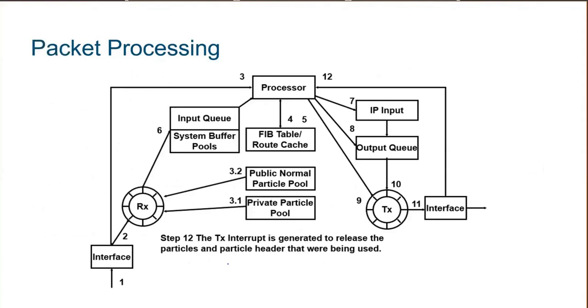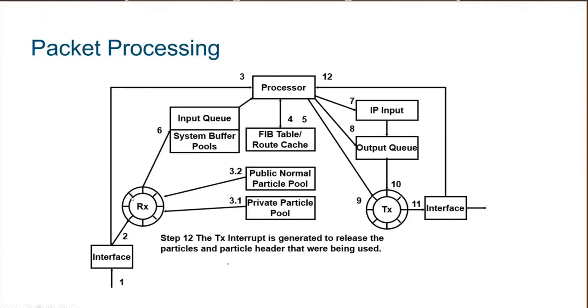Let's see how packet processing is done on these iOS platforms. When a packet is received on the interface, it will put the packet on the RX ring and send an interrupt to the processor saying that a new packet has arrived.